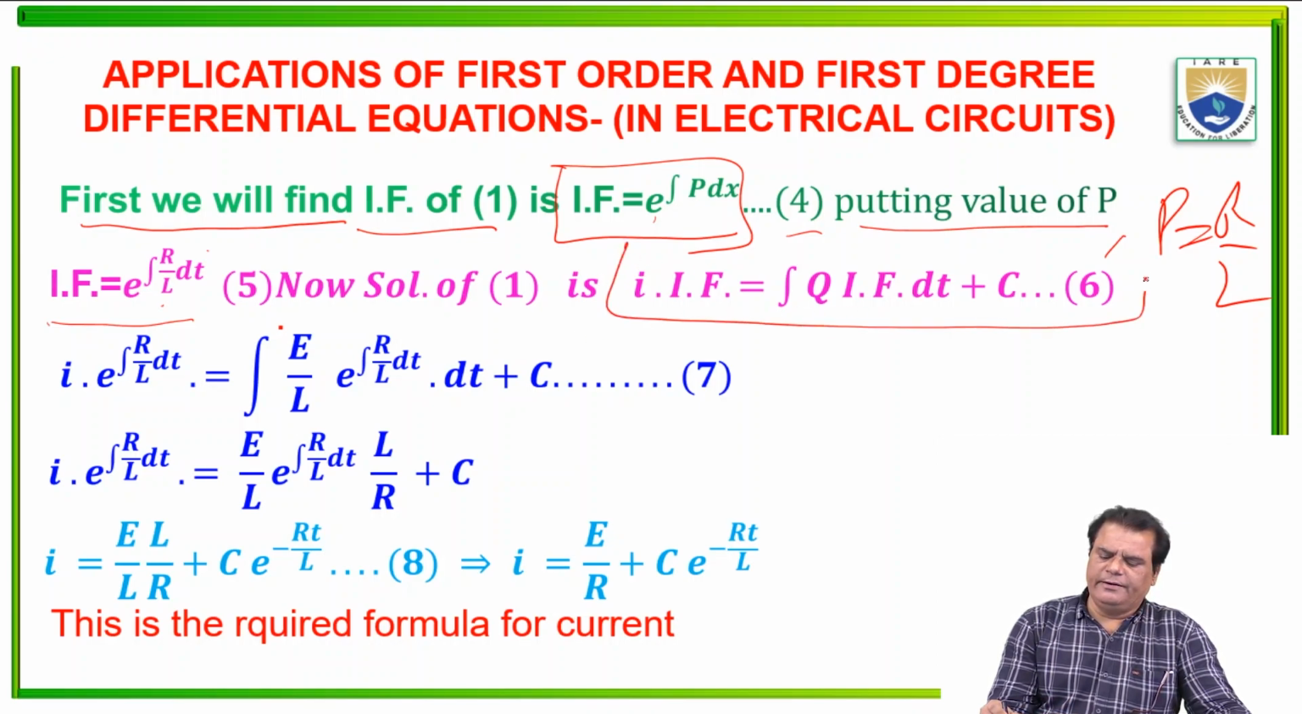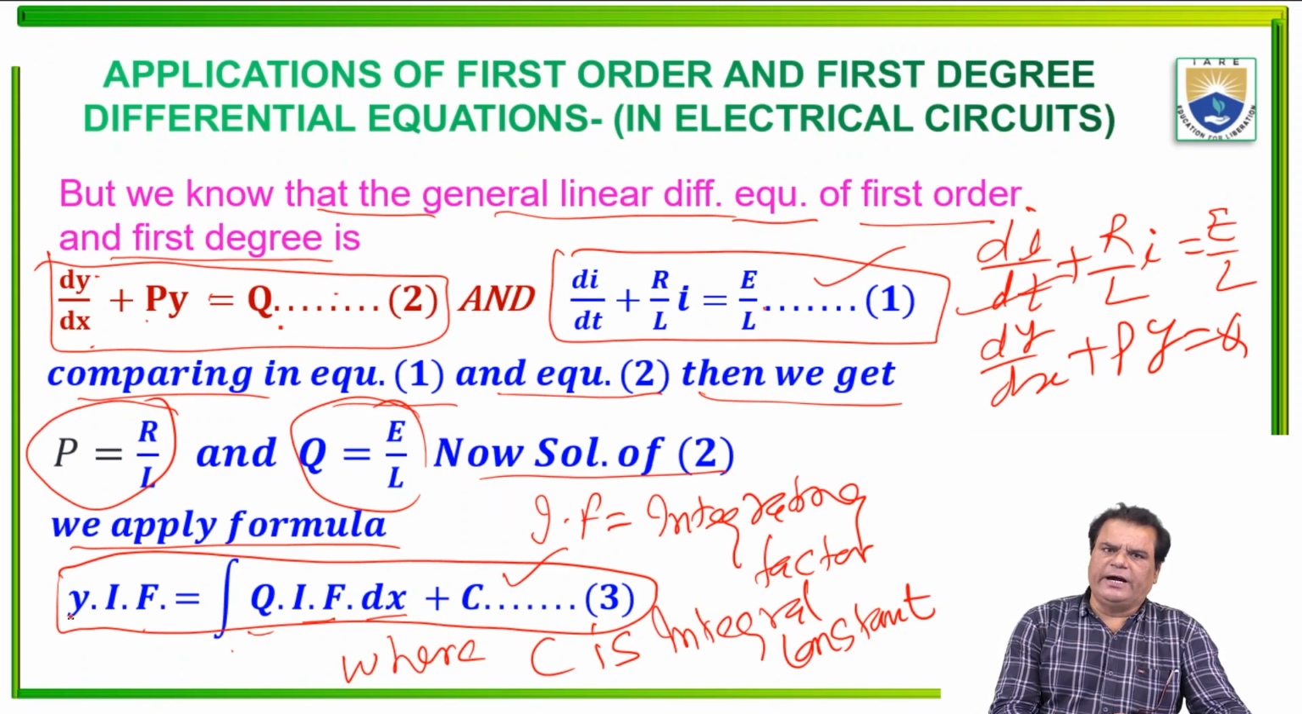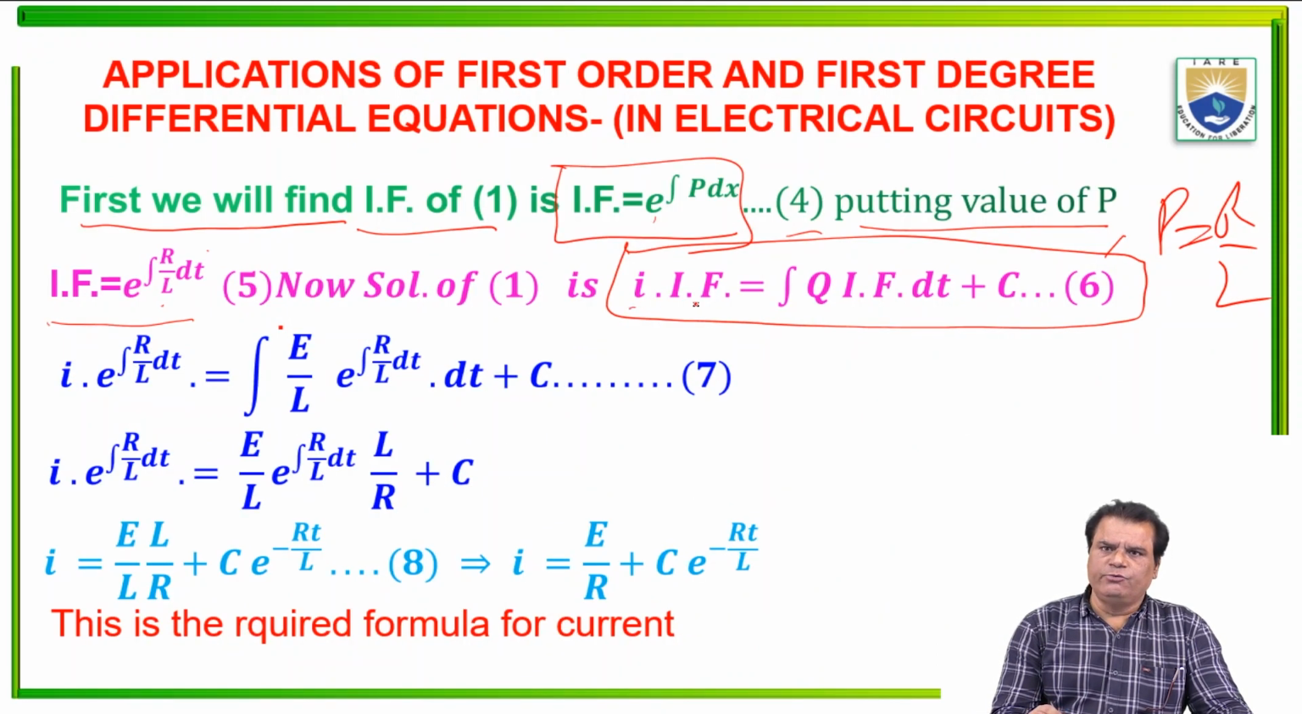Now apply the formula here in the last formula. Here is y. This is given in equation 2, but in equation 1, y is I. Integrating factor. This is integration of Q in the general equation, but in our equation 1, Q is E by L. So after putting the values of P and Q here, we get the solution of 1. So I into IF is equal to integration of Q into IF dt plus C.